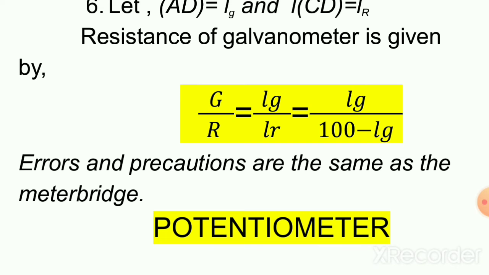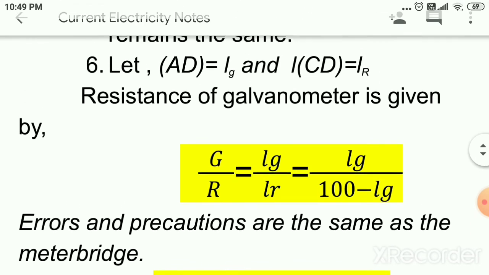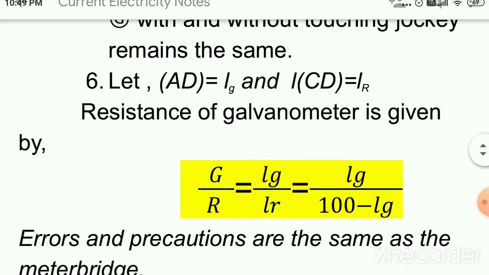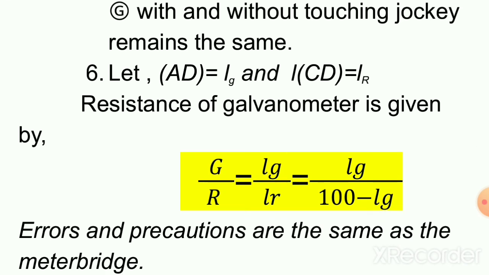Out of these four quantities, resistance from resistance box, that is capital R, Lg and Lr, all these three are known to us. So we can decide what is the resistance of galvanometer by substituting these values here. As said earlier, very important thing is that it's not a null deflection method, it's an equal deflection method, because we are using the same apparatus of meter bridge. The errors and the precautions in this case are going to be the same as those we have taken in the meter bridge.